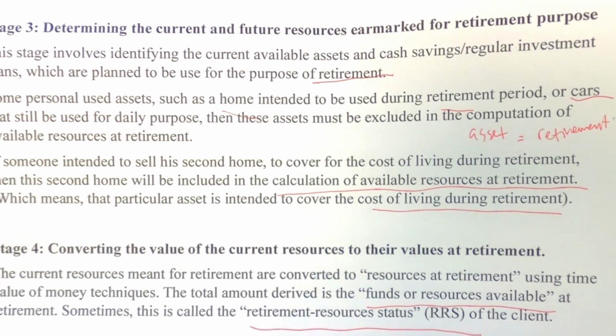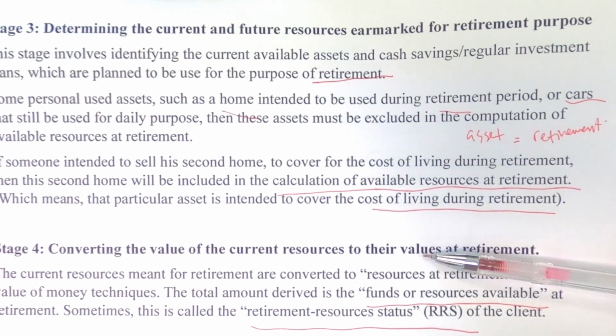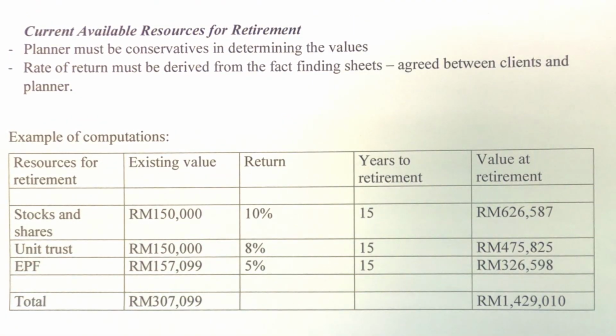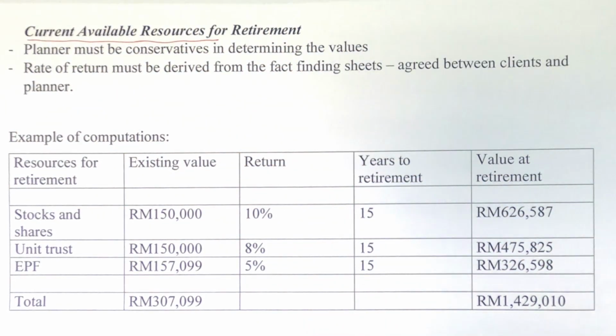In order for us to convert the value of the current resources to the value at the retirement, we have to consider the current available resources for retirement as well as the future resources of existing accumulation plans for retirement, which means we will take into account the current available resources that have been set for the retirement as well as the future resources that also have been set for the retirement purpose.